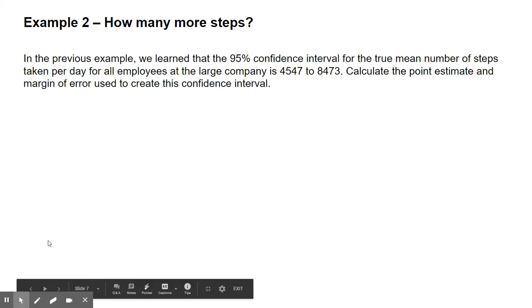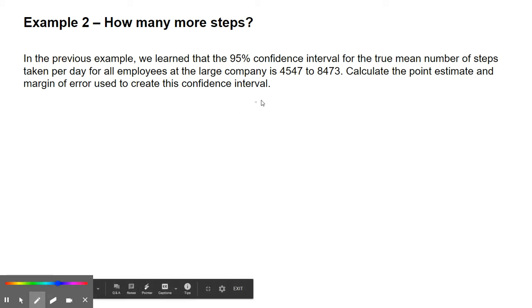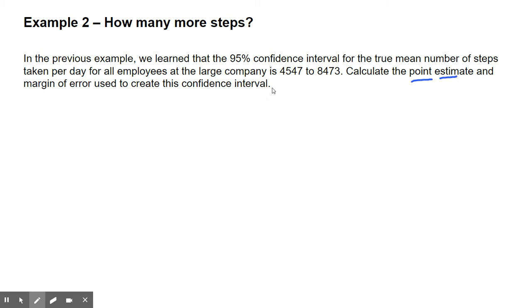Okay, example 2. So continue this, how many more steps? In the previous example, we learned that the 95% confidence interval for the true mean number of steps taken per day for all employees at the large company is 45.47 to 84.73. Calculate the point estimate and margin of error used to create this confidence interval. Okay, so the point estimate is going to be the midpoint of these two values. So we're just going to use the midpoint formula or an average formula to find the middle. So to find the point estimate, we're going to take these two values, 45.47, and add 84.73, and then divide by 2.